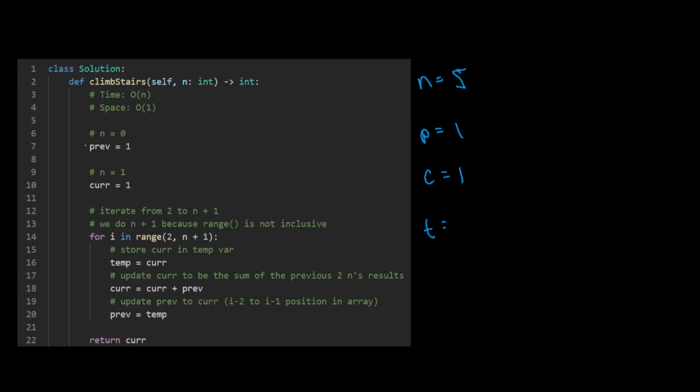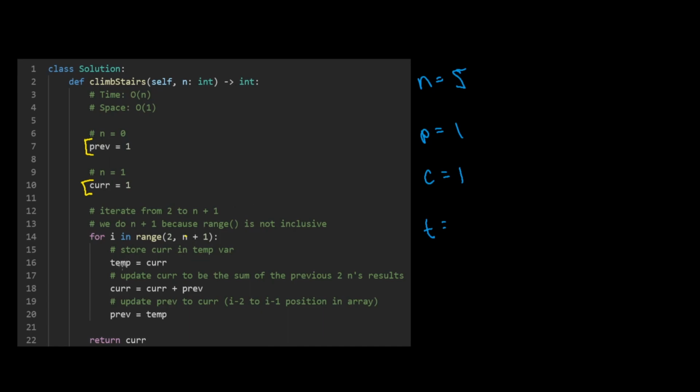To start, we want to initialize our previous and current variables. So previous is 1 and current is 1 for n equals 0 and n equals 1. And I've already done that here. I've named them P and C just so they can be smaller. And now we're going to iterate from 2 through n plus 1, and we're actually just going to be going all the way to n because range is not inclusive. So basically the way this reads is iterate from 2 to n.